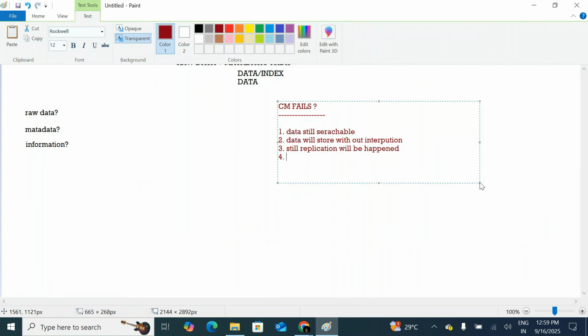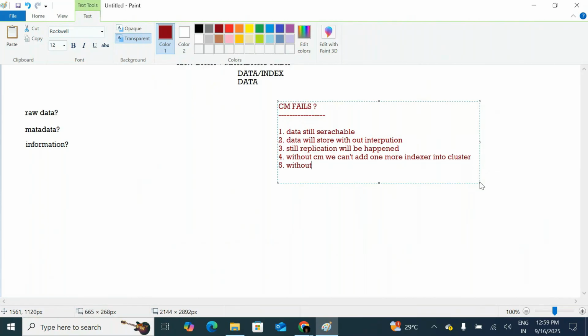Without CM, you can't add one more indexer into the cluster. Understand, sir? The second or fifth point.